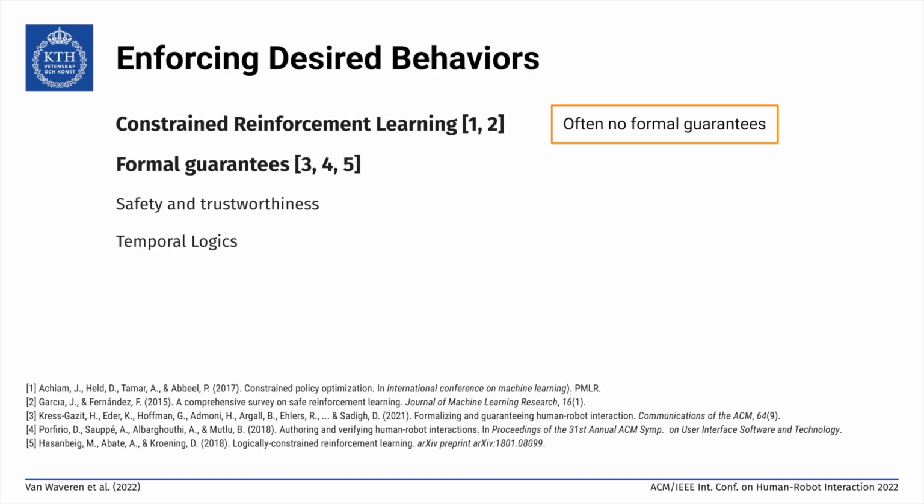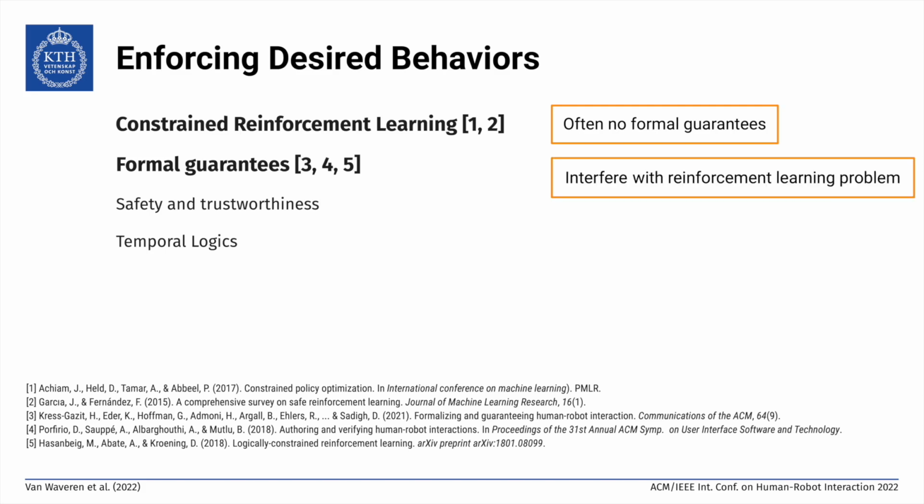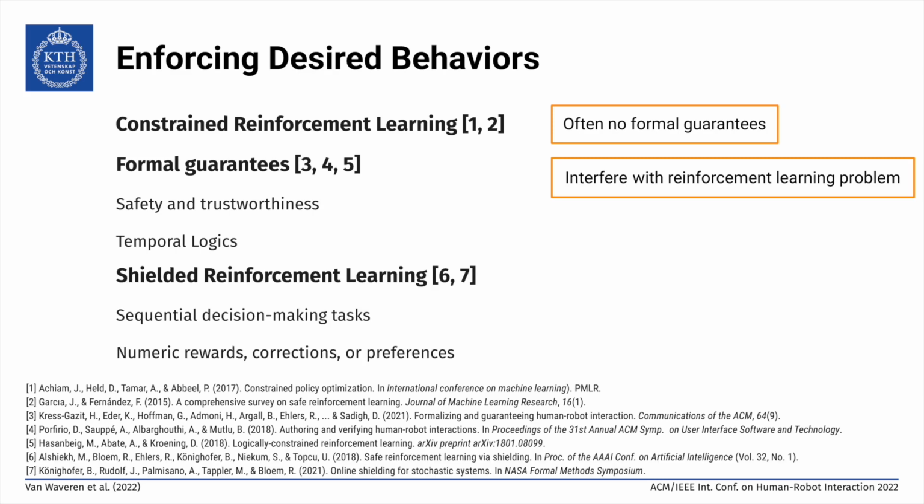Temporal logics are a popular tool to define formal constraints on robot behavior. With their resemblance to natural language, they balance the trade-off between rigorousness and simplicity for non-experts. While such temporal logic-based approaches are effective, they often interfere with the underlying reinforcement learning problem. For example, they prune actions and paths in the model, which potentially limits the agent's exploration. Rather than directly changing the policy, shielded reinforcement learning restricts the agent's actions. This way, it minimally interferes with the model while still enforcing desired behaviors.